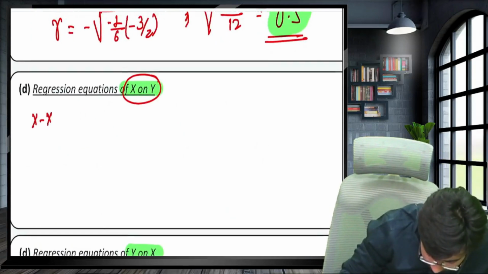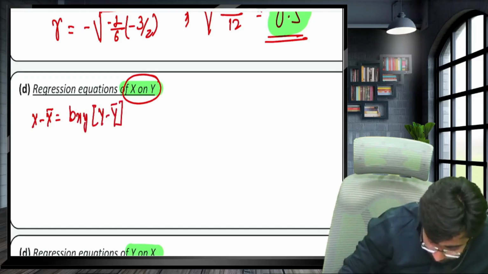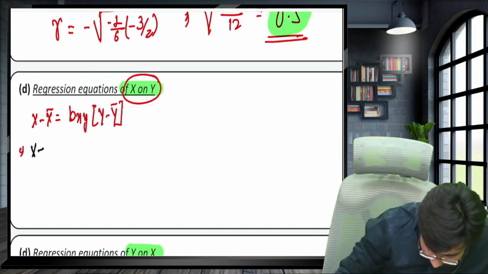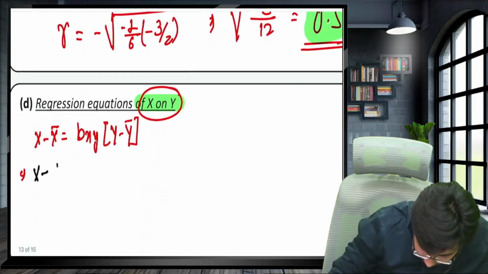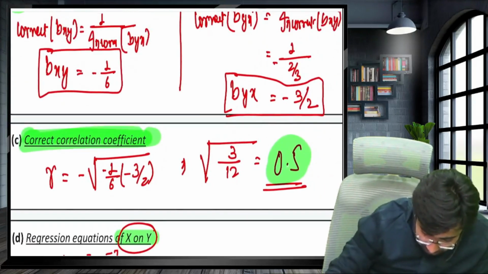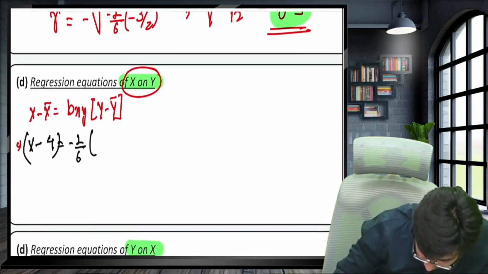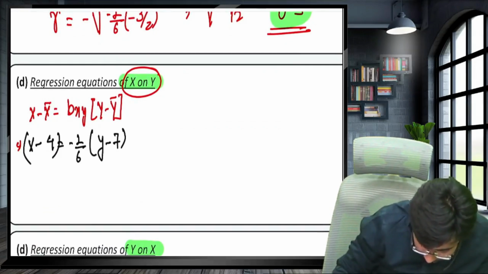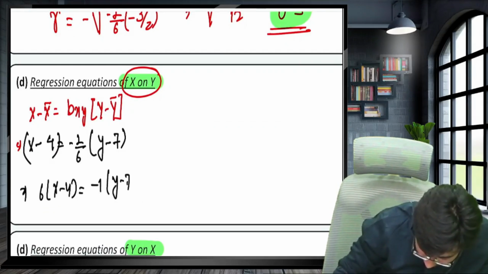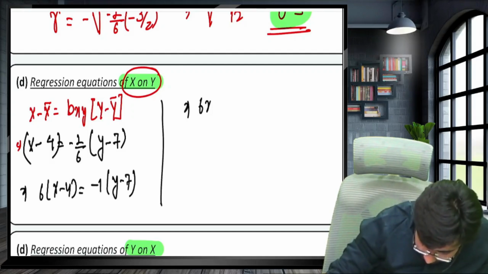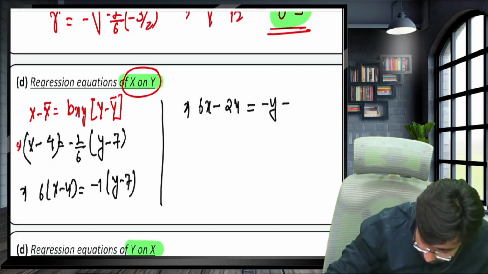It is x minus x bar equals bx on y times bracket y minus y bar. Guys, x bar is 4 and y bar is 7. What is bx on y? Guys, bx on y is minus 1 by 6. I will use here minus 1 by 6. Y minus y bar is y minus 7. Guys, let's cross multiply 6. I will take 6 over here. Minus 1 into y minus 7. Let's open the bracket. 6x minus 24 equals minus y plus 7.